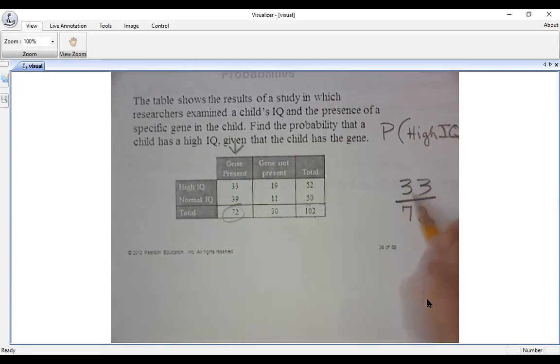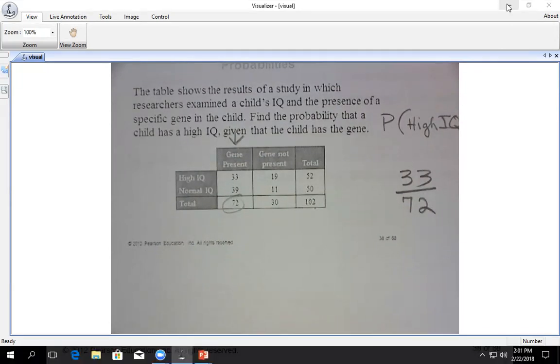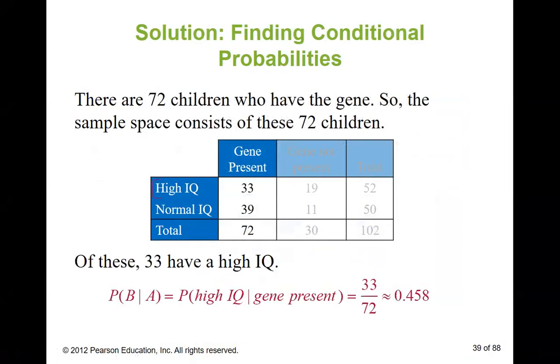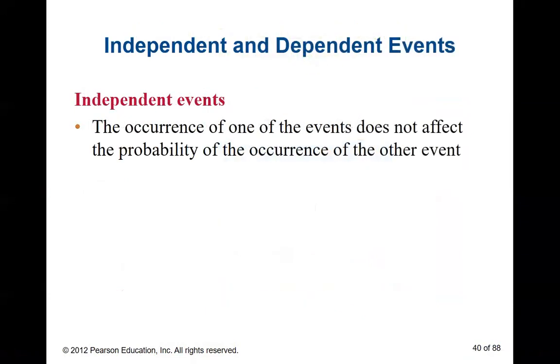And then I could reduce that down, put it in decimal form or whatever, and that's how I would calculate it. Does that sound simple? Yeah. Will you remember to do it? I hope so. Okay, so if you look at this, it's basically telling you the only thing you want to look at is that column where the gene is present. Then you pick out for the numerator the ones that have the high IQ. This makes it about 46%, okay, if you actually divide that out.